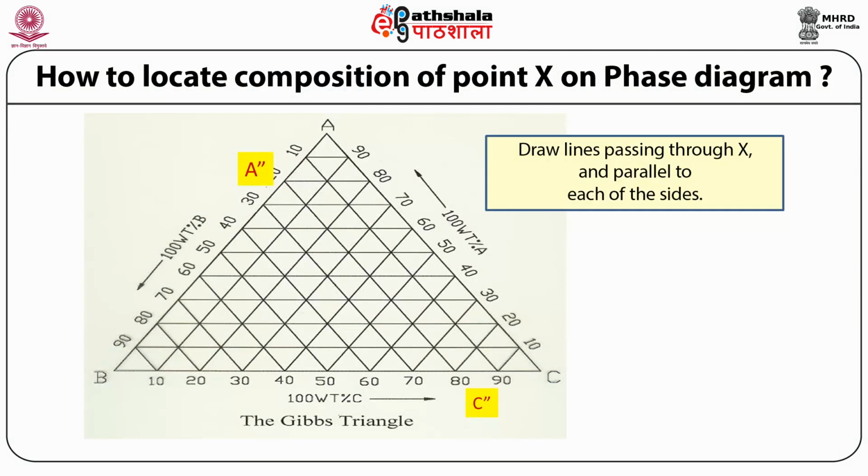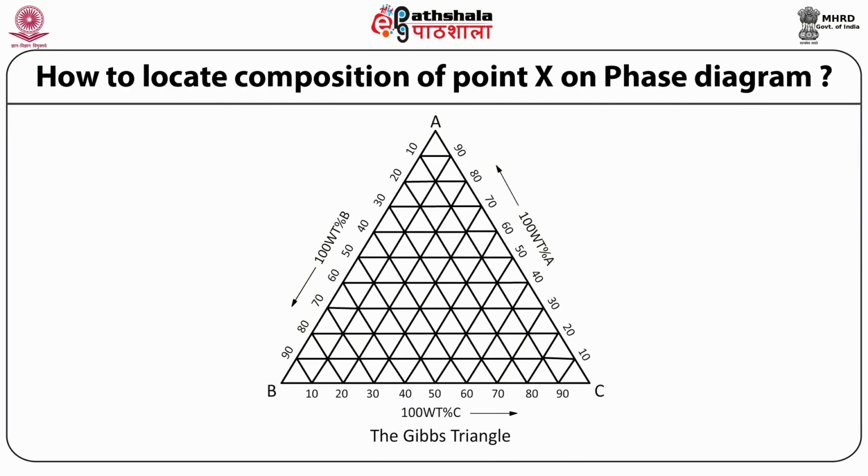Now the question is how to locate the composition of point X on the phase diagram. We have taken point X arbitrarily at the center of the Gibbs triangle, and you can draw a line passing through X and parallel to each of the sides. Similar lines can be drawn parallel to each side of the triangle. On drawing a line passing through the point X and parallel to line AC, you obtain a line A'' C''.